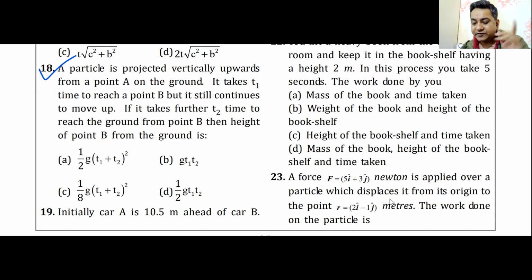A particle is projected vertically upwards from point A on the ground. It takes t1 time to reach point B. So you can draw the diagram. A to B, time is t1, but it still continues to move up. If it takes further t2 time to reach the ground from point B, so basically this is t1, then from here to here is t2. So t1 plus t2 becomes your total time of flight.